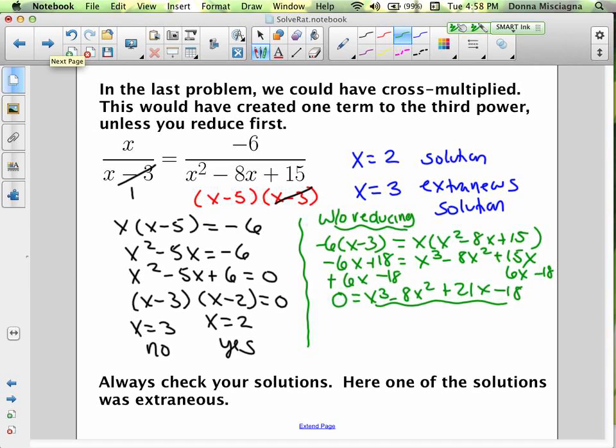And then we'd have to solve this. And notice factor by grouping wouldn't work here. We'd have to solve using our rational root test.